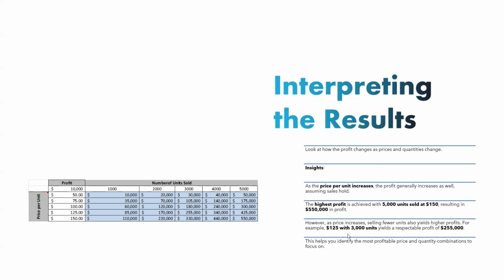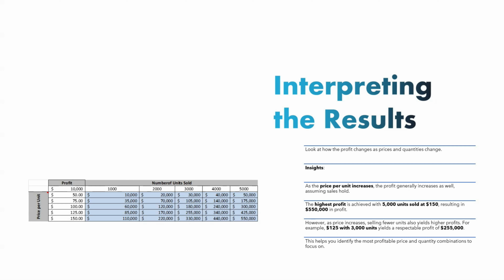However, as price increases, selling fewer units also yields higher profits. For example, $125 with 3,000 units yields a respectable profit of $255,000, which is this combination. This helps you identify the most profitable price and quantity combinations to focus on.